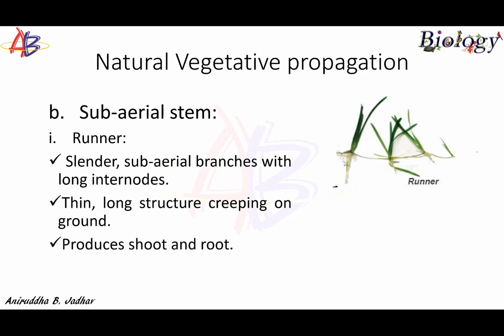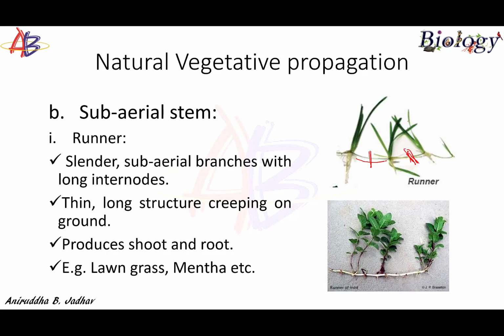So after getting detached from the parental body, this node region which has generated a shoot and root will give rise to a new plantlet. Here you can observe that initially this plant has developed this runner, then at this particular point it has given rise to the shoot and root. Later on this part will get separated. The examples include lawn grass and mentha.